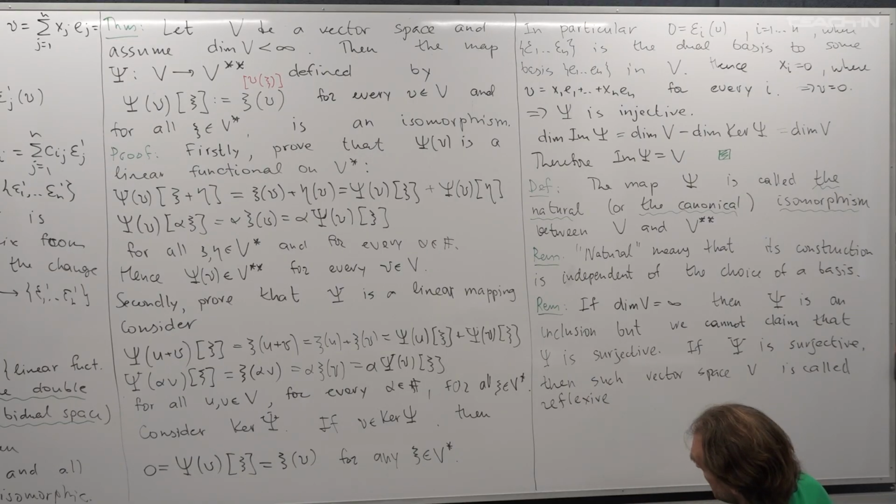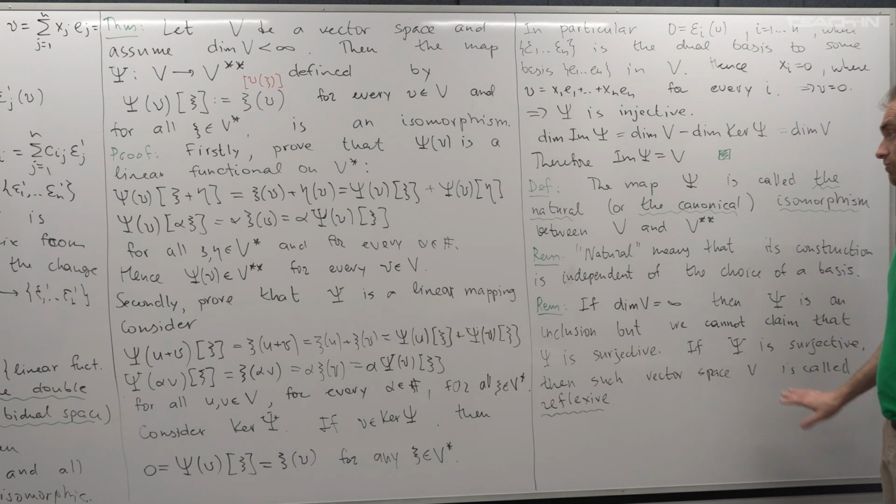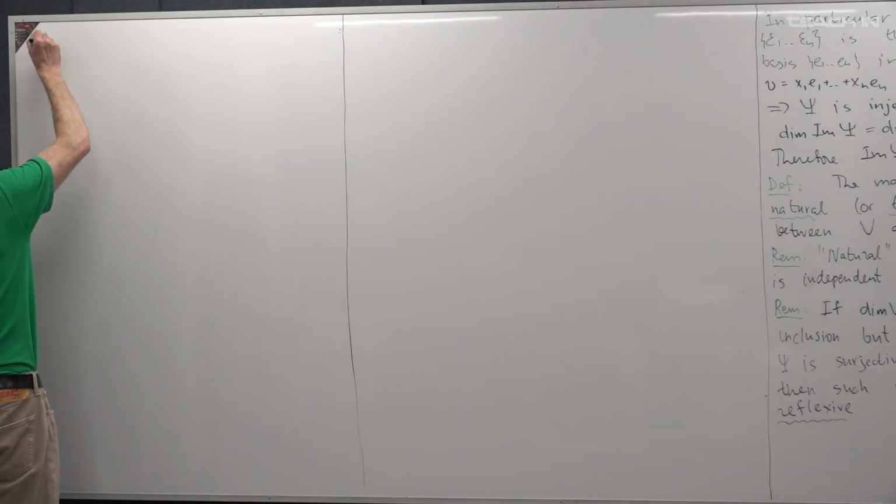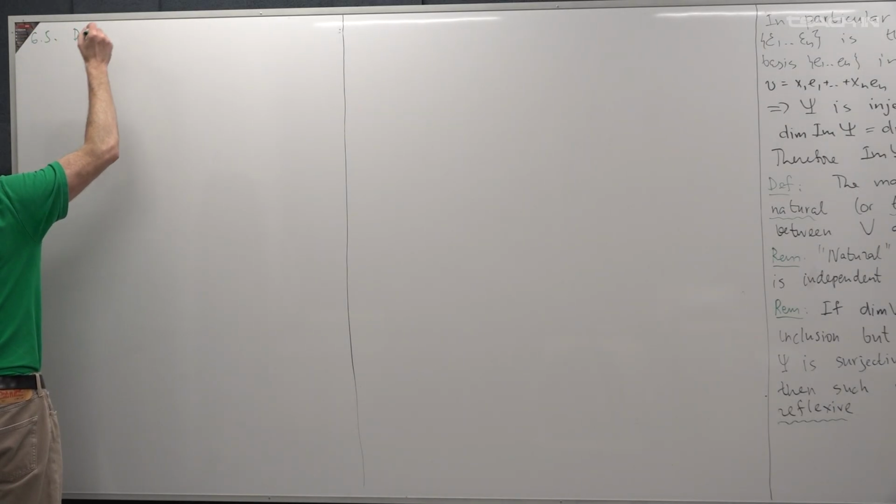So in the case of finite dimensional spaces, all vector spaces are reflexive, but in the infinite dimensional case, this is not true. There are examples of the spaces that are not reflexive. So we will not talk about this, but this is just to show that in the infinite dimensional case, everything is much more complicated. The next subsection would be about dual linear mapping.